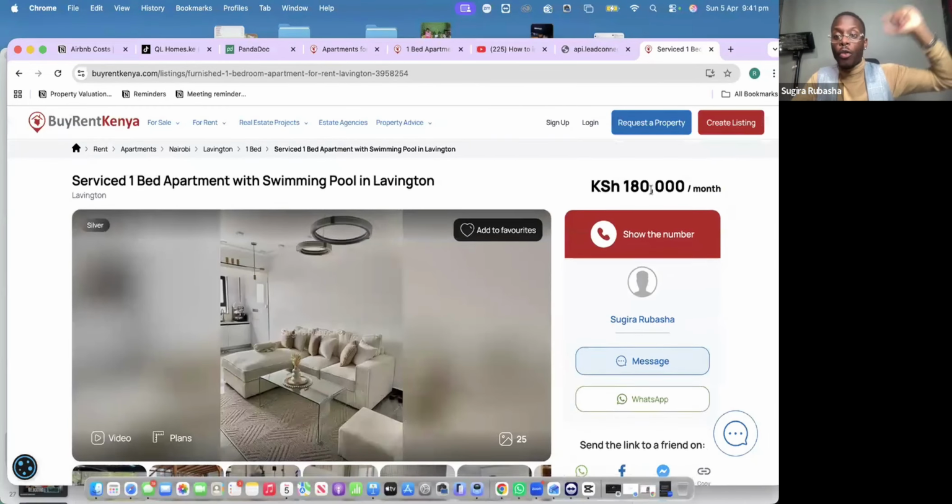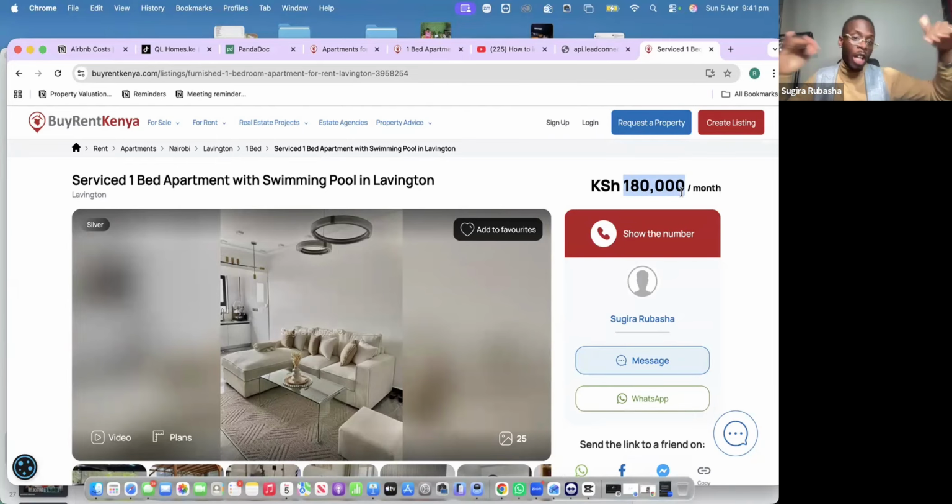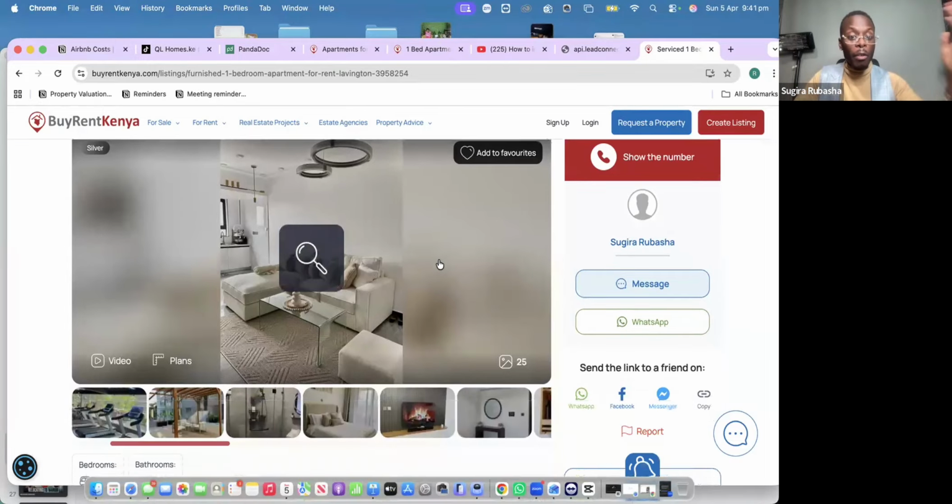Because if this was not serviced, because it's a 1 bedroom in Lavington, it could maybe go for 140 to 150, which is still good. But not serviced is basically I give you my apartment, you have everything you need, it's still furnished, but we're not responding to you all the time. We're not cleaning. You do your own cleaning, your own washing, your own things. But service means we do everything.